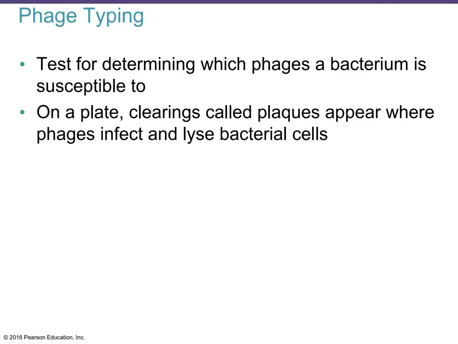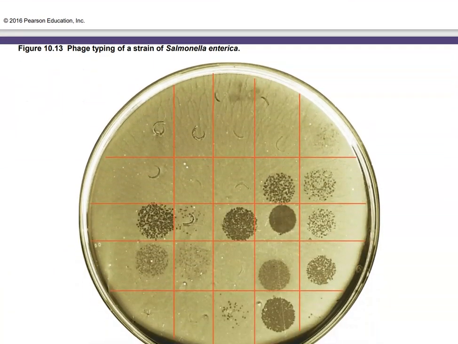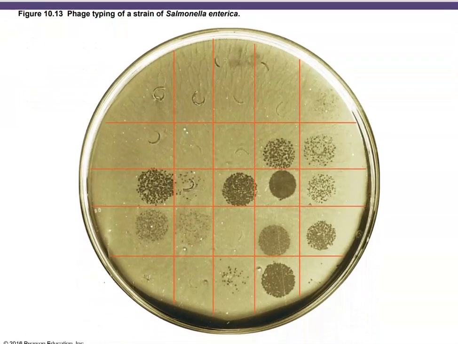So on a plate, you're looking for clearings. Basically the virus, the bacteriophage, has infected the bacterium, and now the bacterium is lysed. It's basically exploded, and now, instead of seeing a lawn of bacteria on your plate, you see an area of clearing, and that area of clearing is called a plaque, because these bacterial cells were lysed by the virus. And so here, this is what something like that might look like.